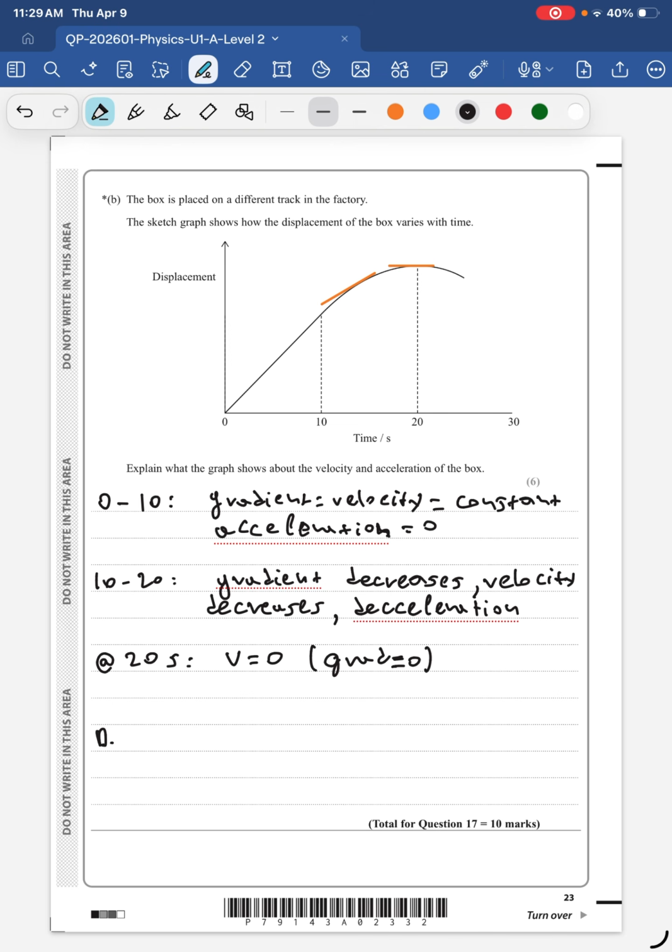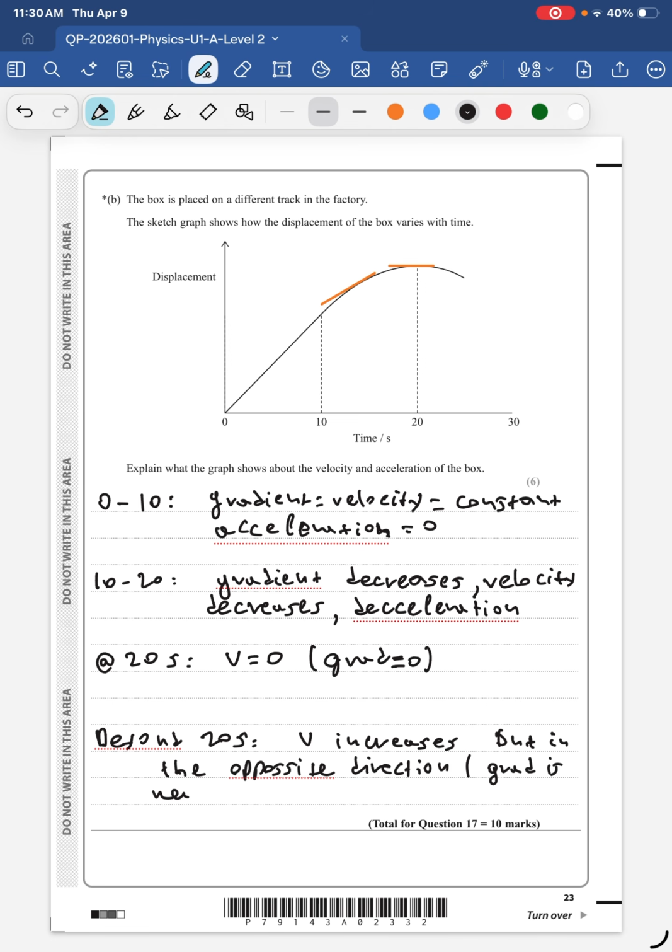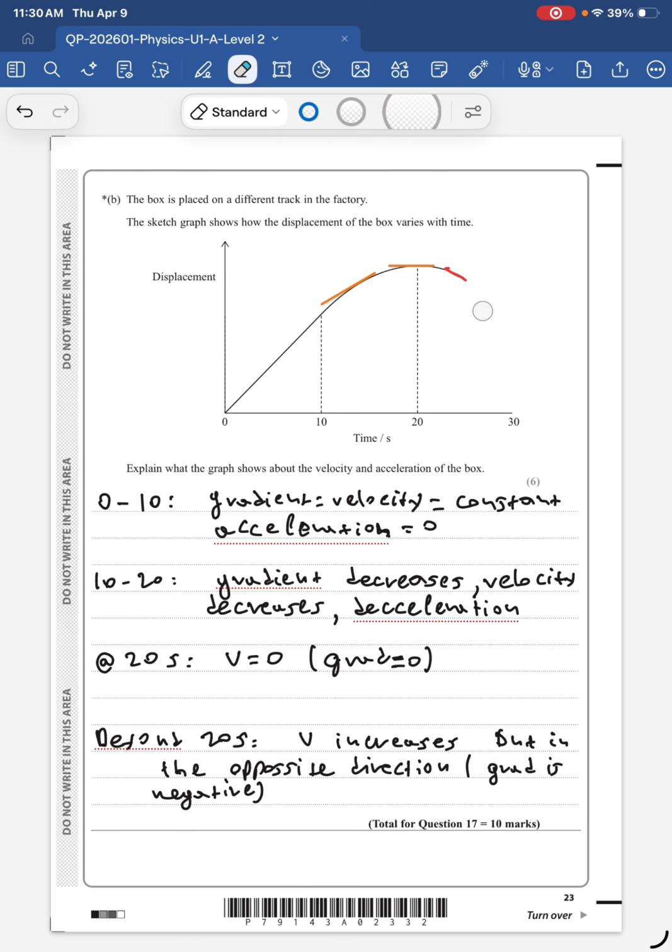And then beyond, so excuse me, I said 3 parts, so it's actually 4 parts. Okay, so beyond 20 seconds, the v increases, but in the opposite direction, as you can see. And we know that because the gradient is negative. So in this part of the graph, you see how the velocity starts increasing. All right, this was question 17, okay?